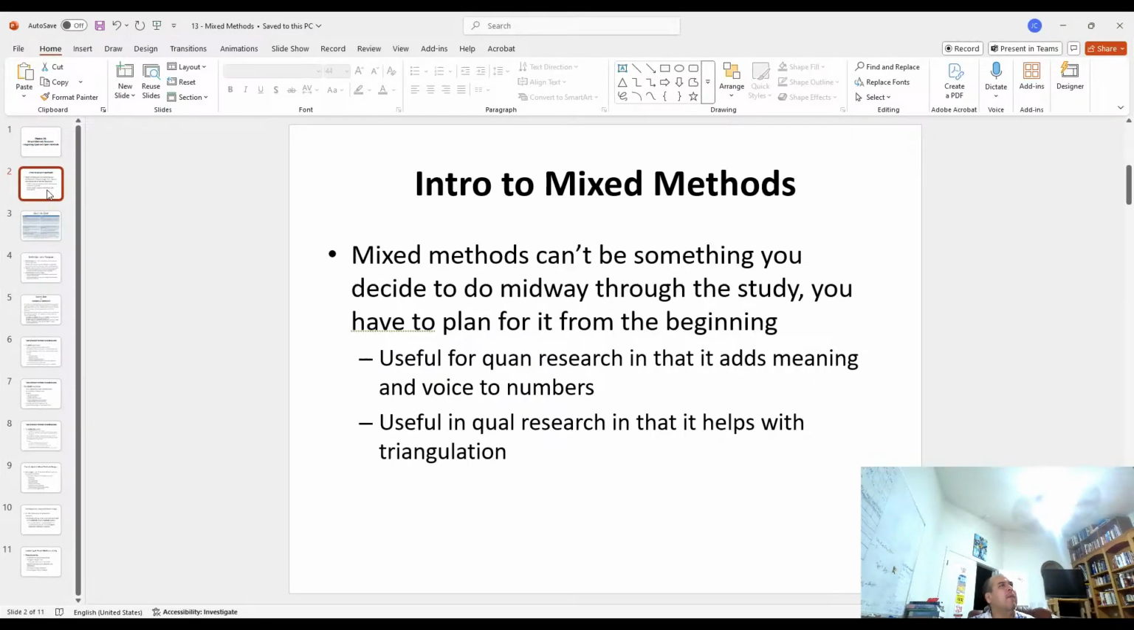So, okay, an introduction to mixed methods. Mixed methods can't be really something that you decide to do midway through the study. You usually have to plan for it from the very, very beginning. You usually have to have some knowledge or some strength in those methods or some desire to really use both of those or understand how both of those could be meaningful to your study. And so it's useful for quantitative research in that it adds meaning and voice to the numbers. And it's useful in qualitative research in that it helps with triangulation. So both can complement each other in different ways.